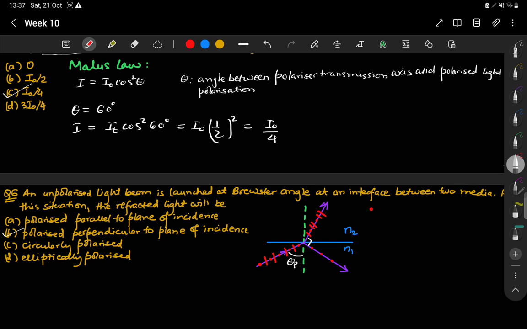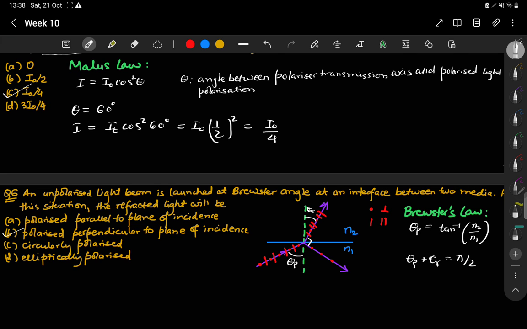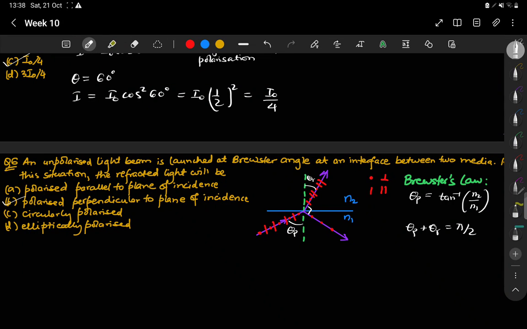And the nomenclature is that this dot represents polarization perpendicular to the plane of incidence, and the line represents polarization parallel to the plane of incidence. And just to state Brewster's law again, the angle theta p is given as tan inverse n2 over n1, and theta p plus theta r, this is theta r, is 90 degrees. Okay, so that is about Brewster's law.